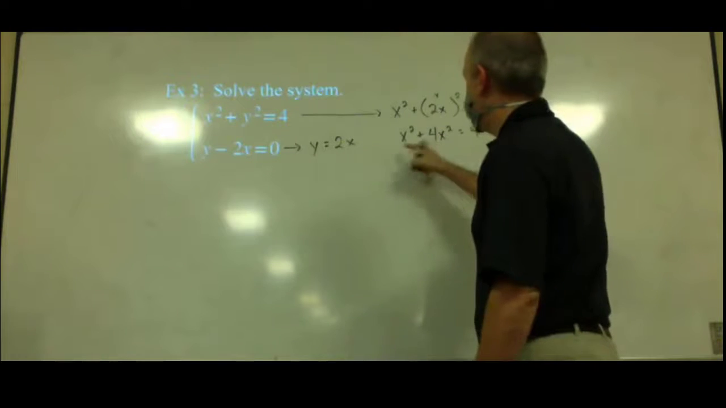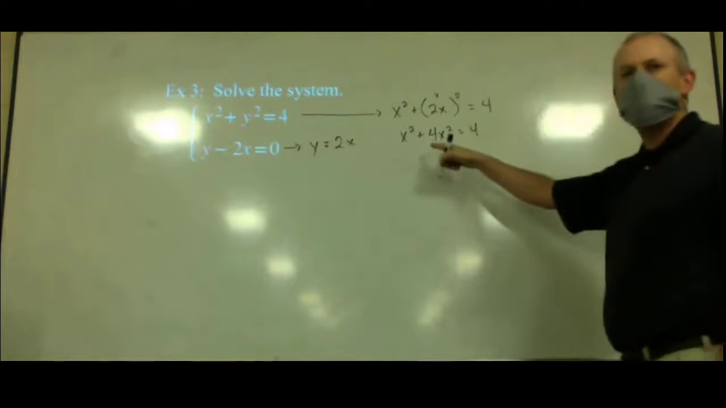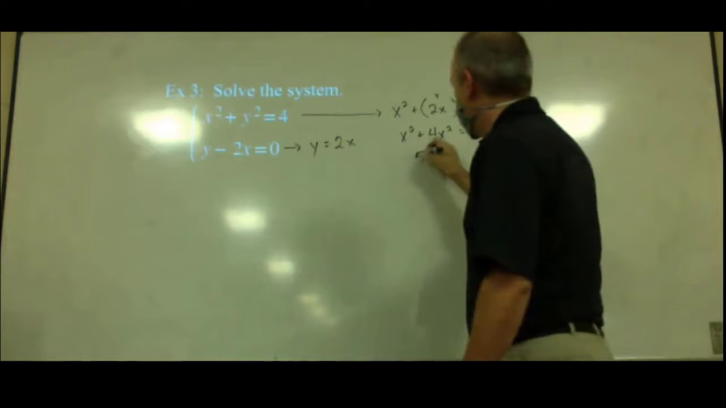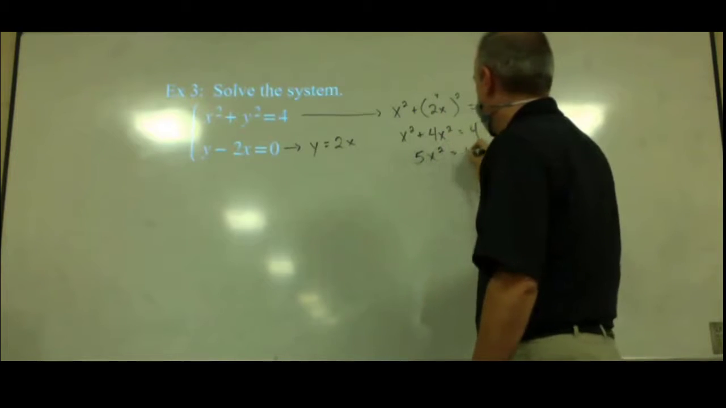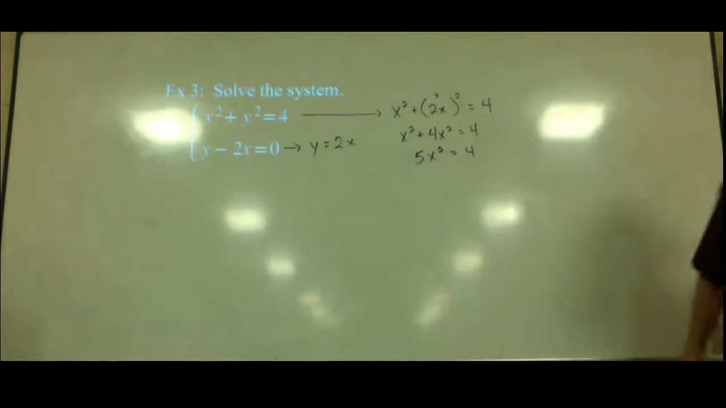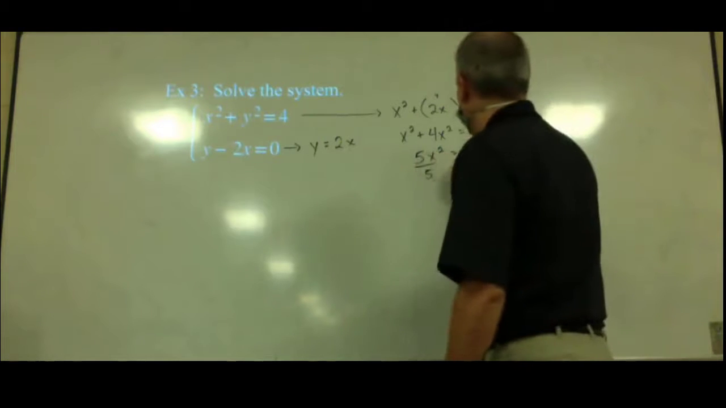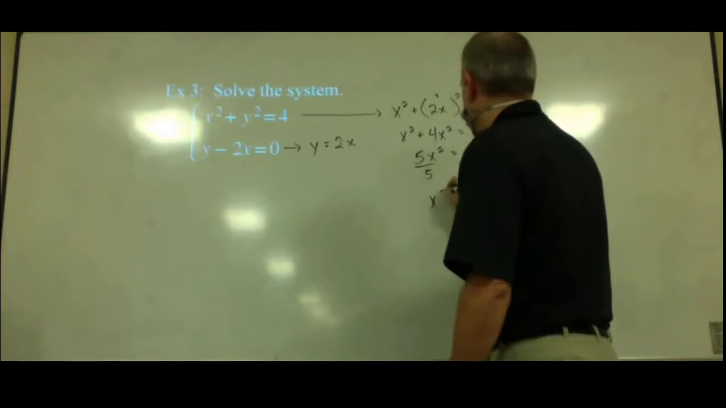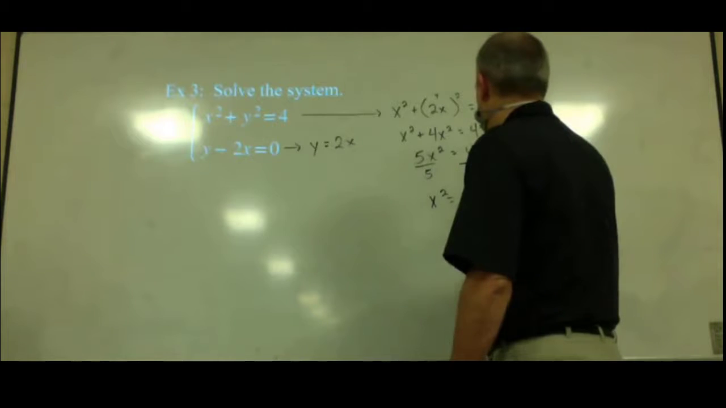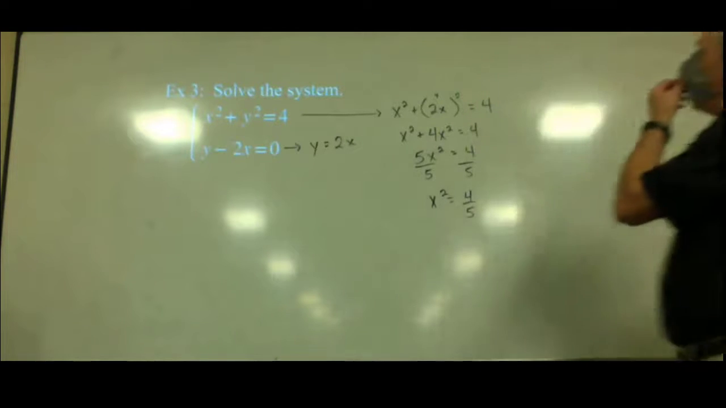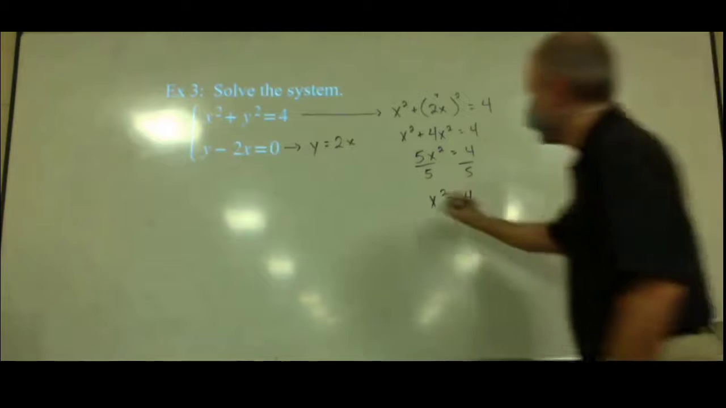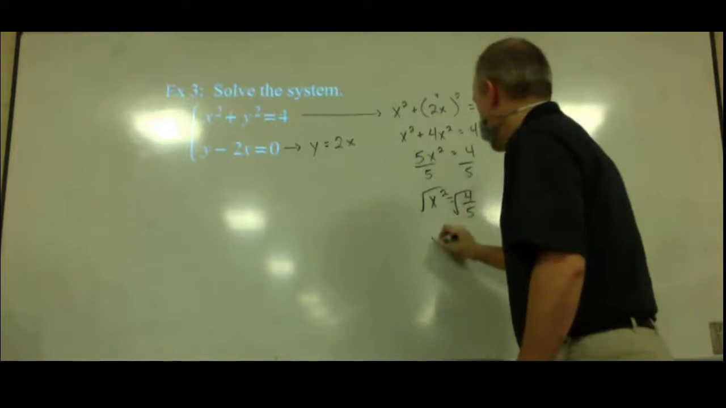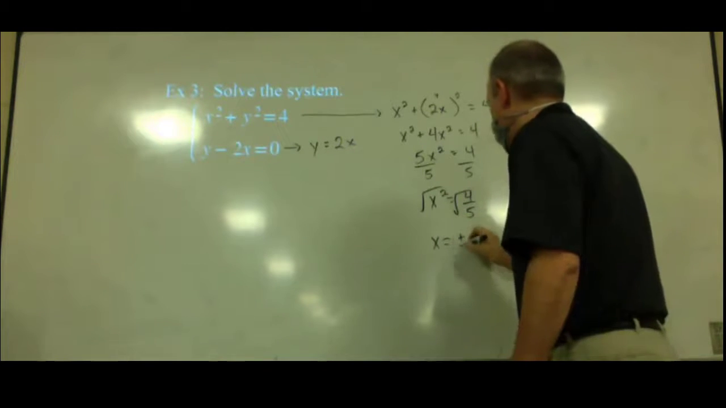Then, add these together. 1x squared plus 4x squared is 5x squared. This one is not going to come out nicely. What will we do after that? Divide by 5. So x squared equals 4 over 5. Then what? Square root of both sides. Now again, when we do that, we have to put in plus or minus.